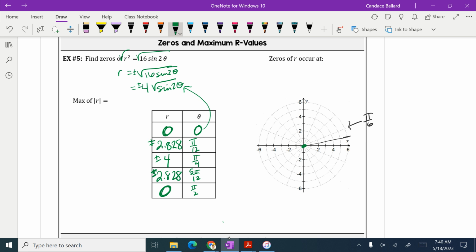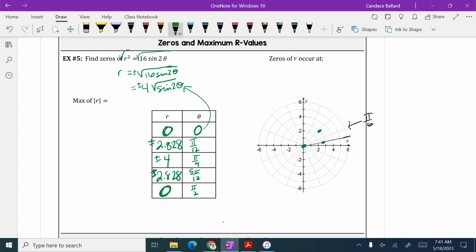And then on the pi over 12 spoke, I'm going to go out almost 3. So it'd be like right there. And then on the pi over 4 spoke, I'm going out 4. So that's out here. Okay.